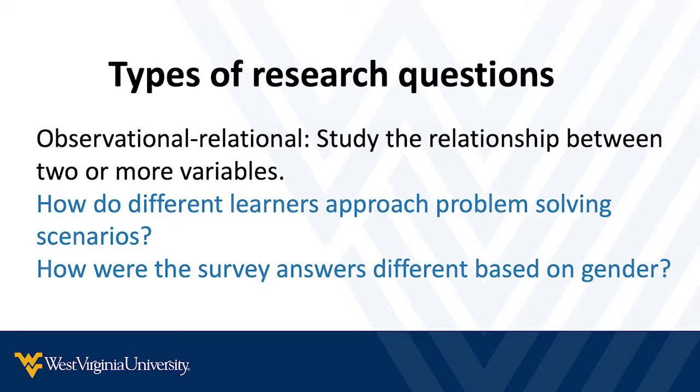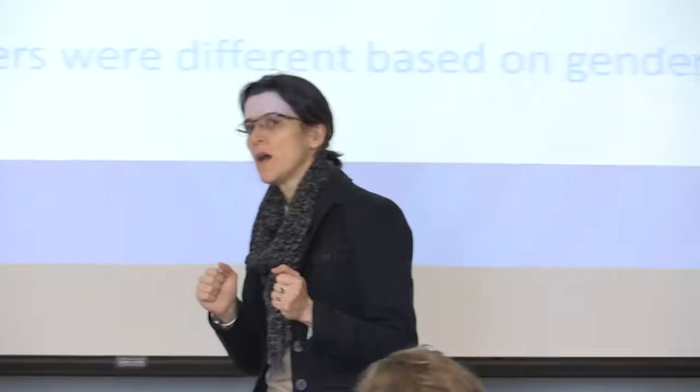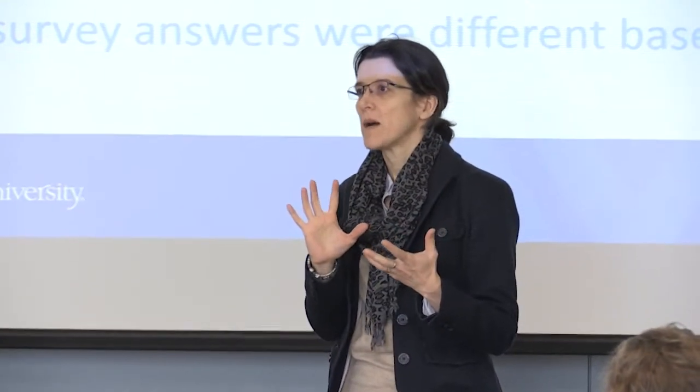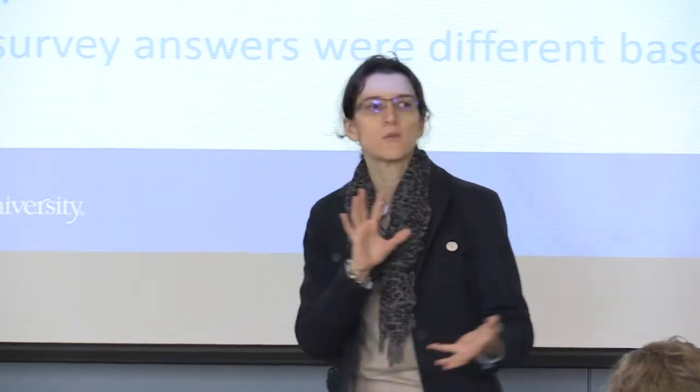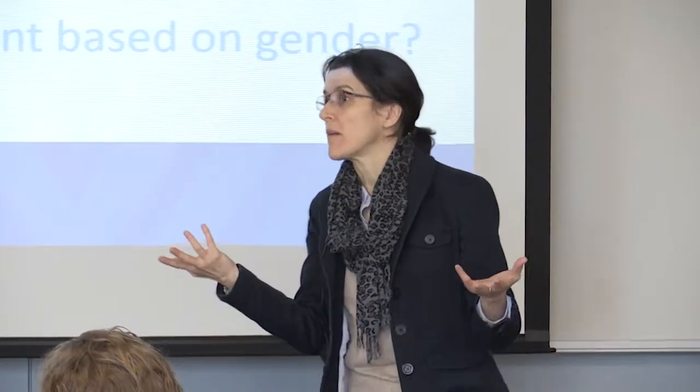The next type of question will be observational and relational. So basically, we are going to be looking at a relationship. Let's go back to the examples that we brought before. We said one was about first generation or about gender, female, male. Now, do we see a different outcome if we compare results from males and females?